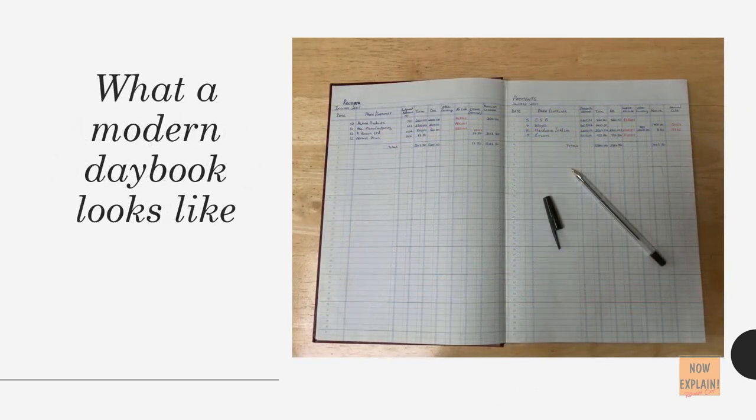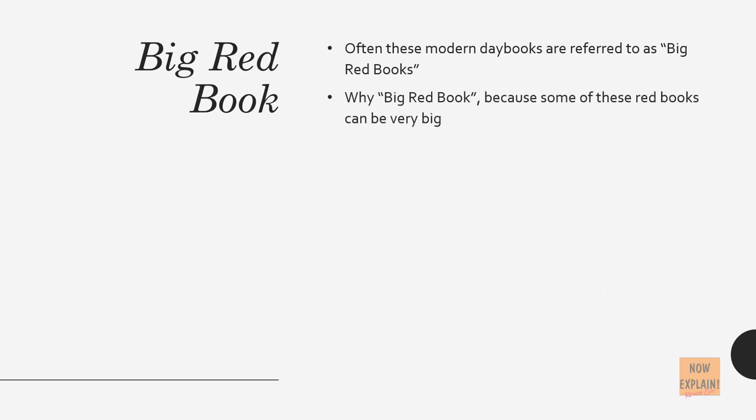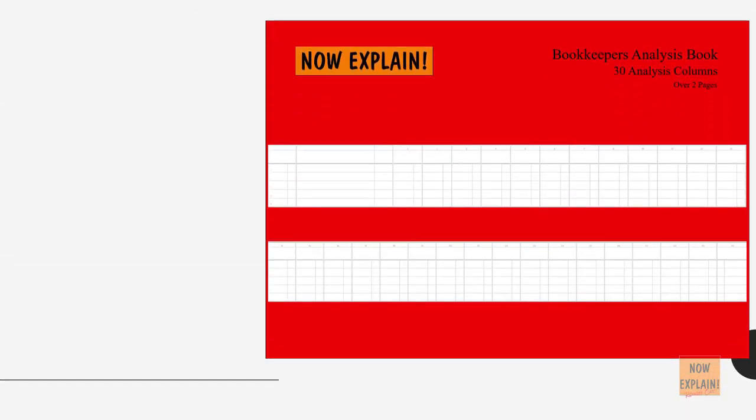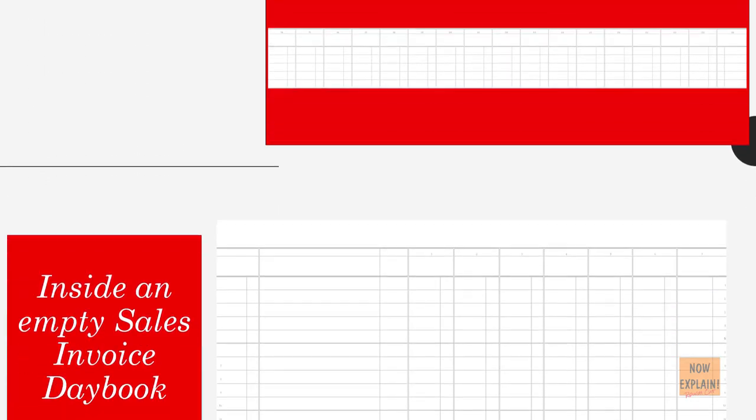But what a modern daybook looks like now. So we use big red books. Often these modern day books are referred to as big red books. Why big red books? Because some of these red books can be very big. Why are they big? Depending on how many columns you need, the more columns, the bigger the book. Maybe this big. This book has 30 analysis columns. The columns will be very narrow.